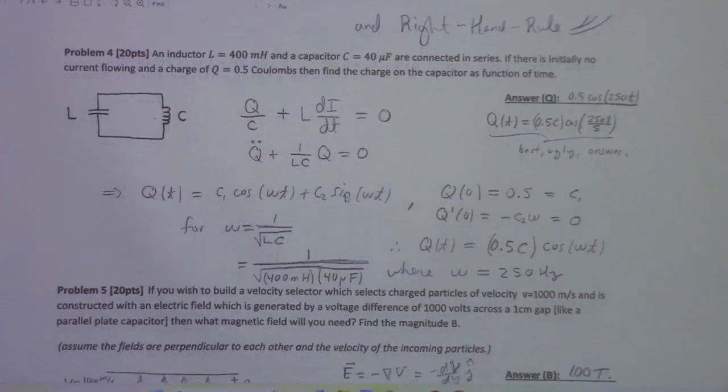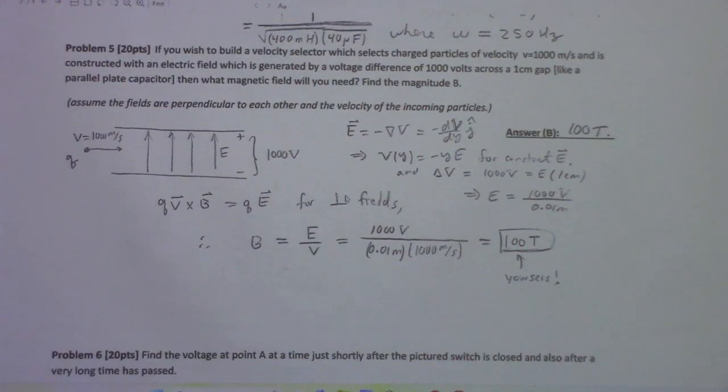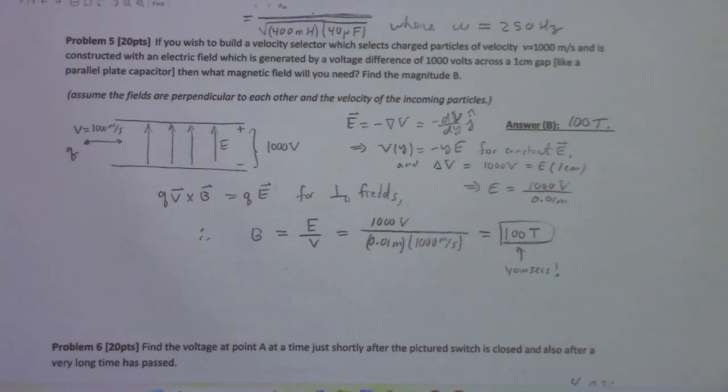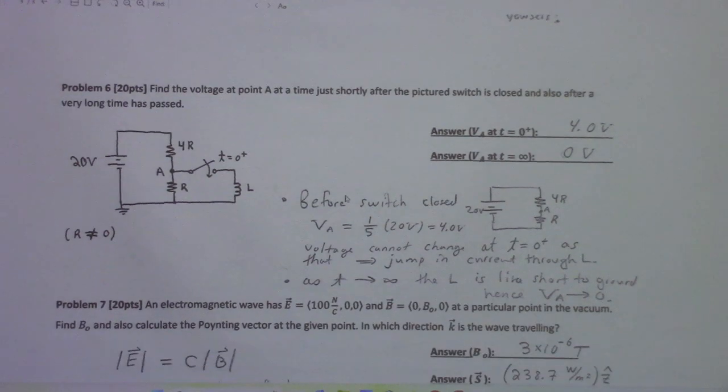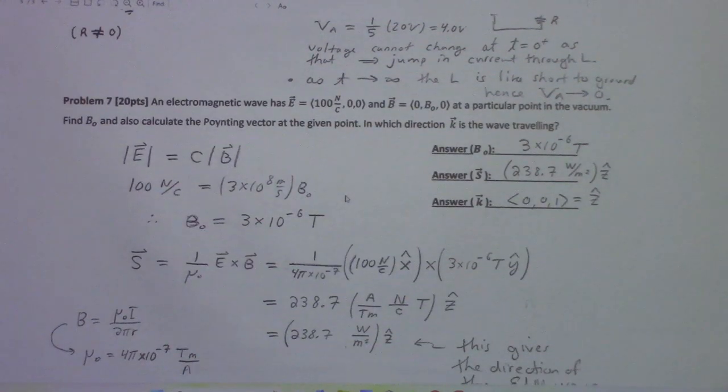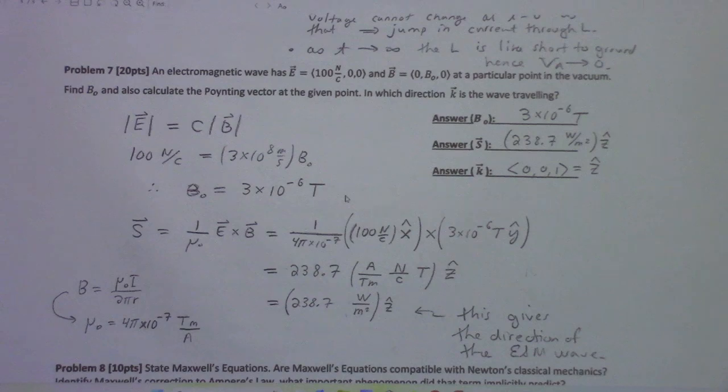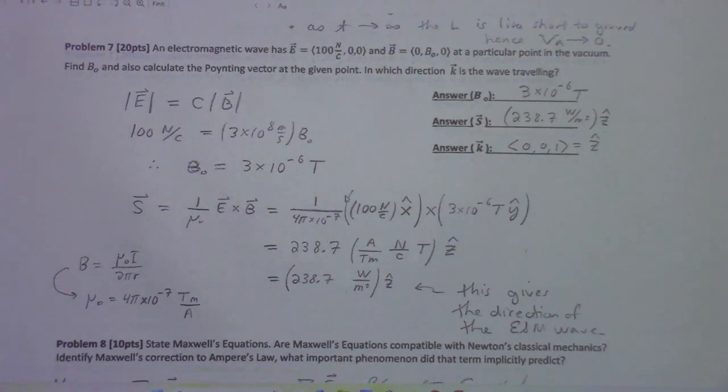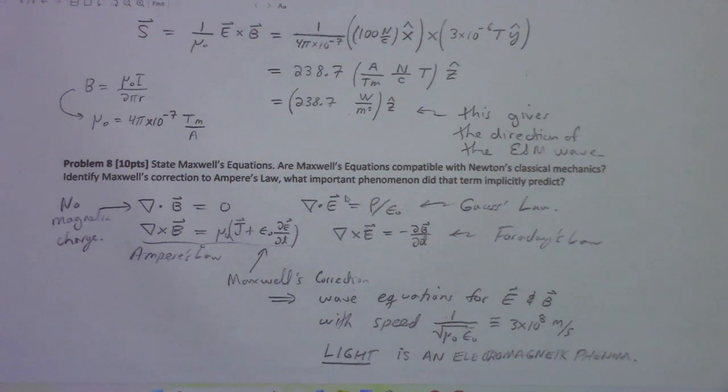Okay, so that's an LC problem. We haven't got to those yet. Here's the velocity selector problem. I think I recycled that one we already talked about. 100 Teslas, yowzers. Yeah, no kidding. Okay, we haven't done those yet. We haven't done this yet. State Maxwell's equation. Oh, and we're done. Yeah, okay. Wow, that was kind of an easy test.